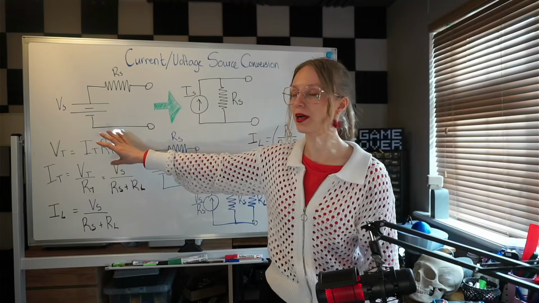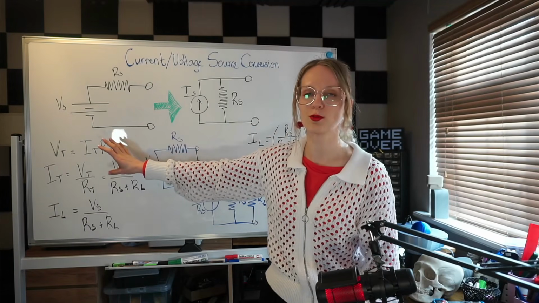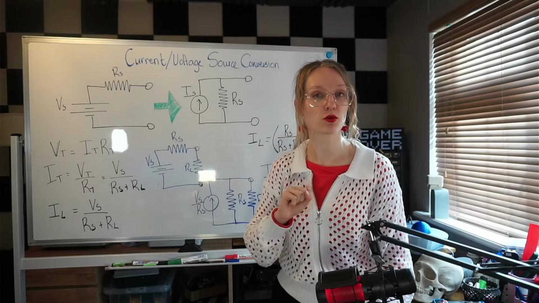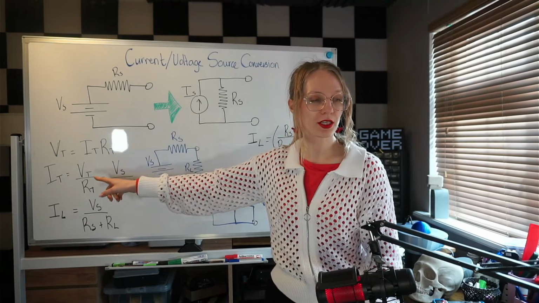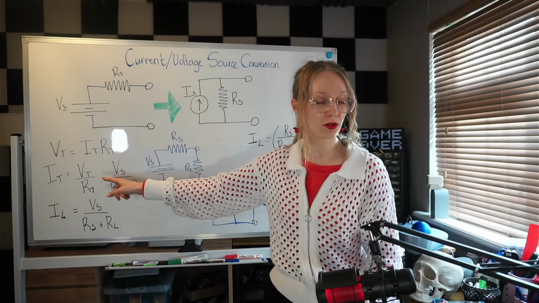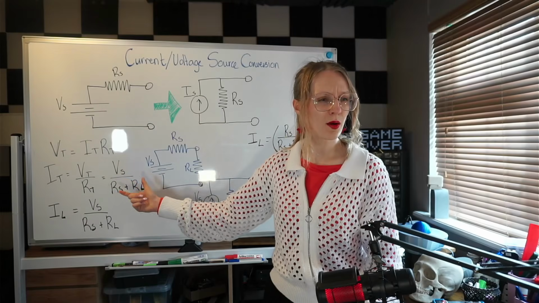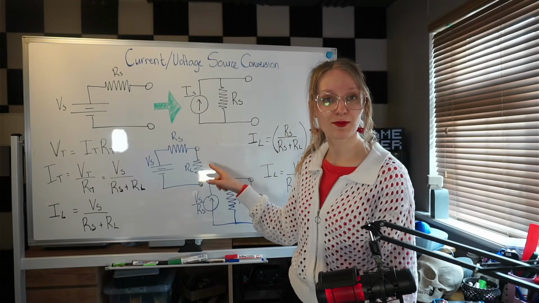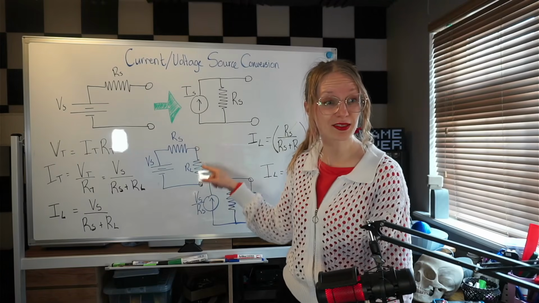Let's start where everything starts in electricity, Ohm's law. VT is equal to IT times RT, T standing for total, the total story. The total current in our system is equal to the total voltage supplied over the total resistance. But what's the total resistance? It's just the source resistance plus the load resistance in series, one after the other.